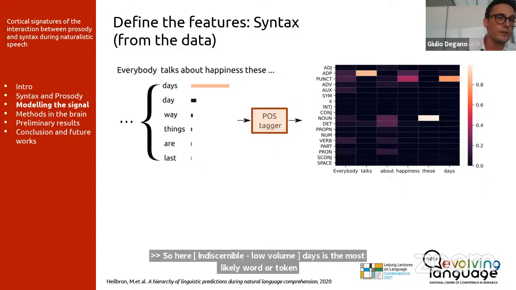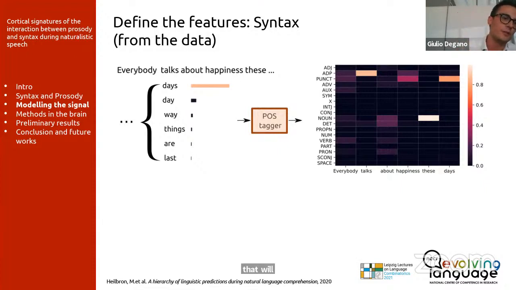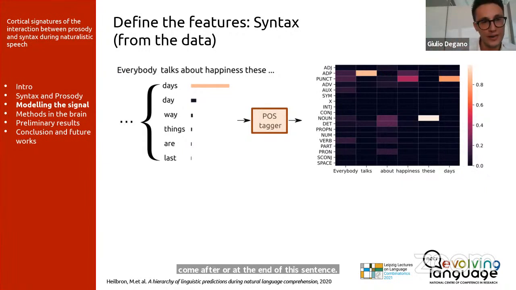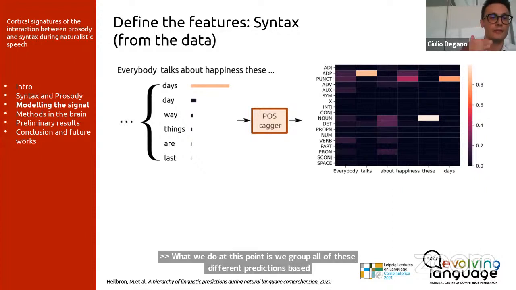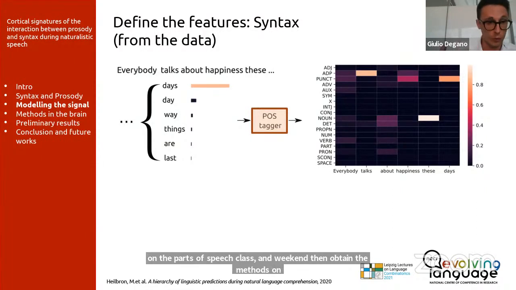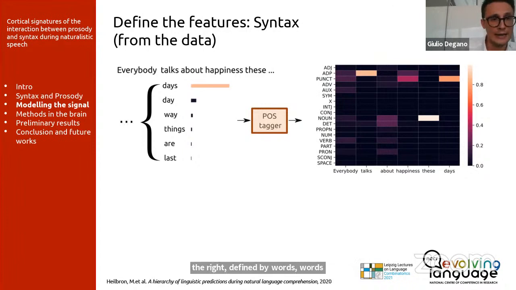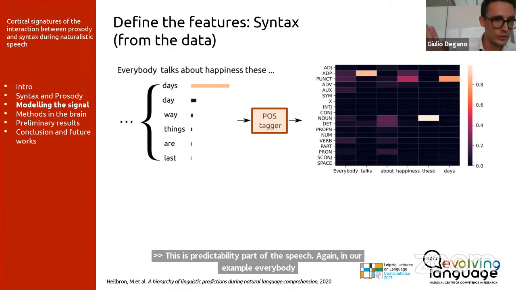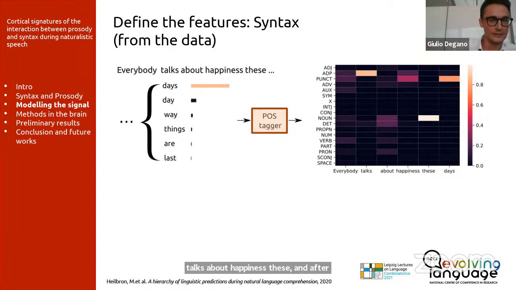So what we do at this point is group all of these different predictions based on the part of speech class, and we can then obtain this matrix on the right that is defined by the words of our corpora by part of speech class, and gives us the predictability of the part of speech. Again, in our example, we have everybody talks about happiness these, and after these, we can see that there is a high predictability of a noun. So the neural network is super sure that the next one is going to be a noun, which doesn't make sense.